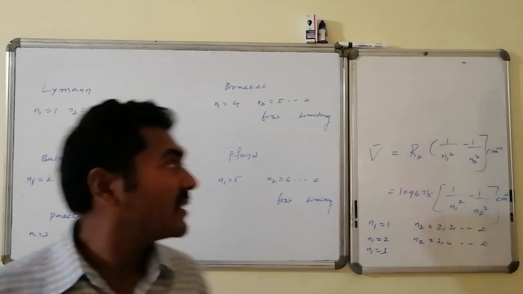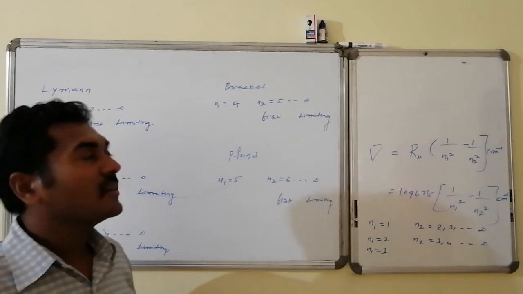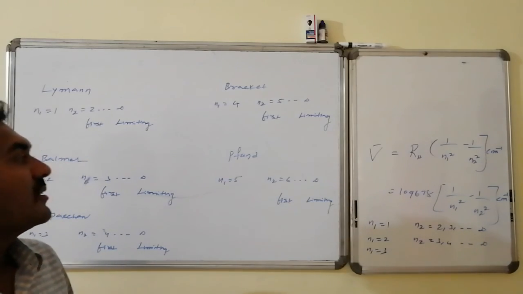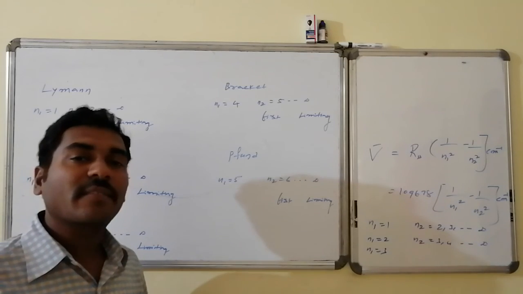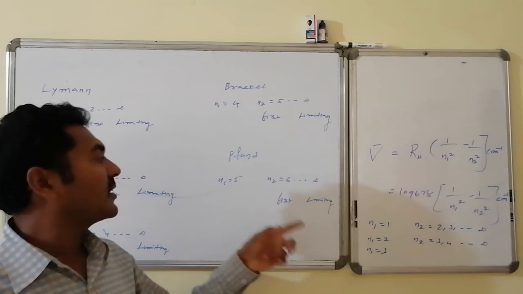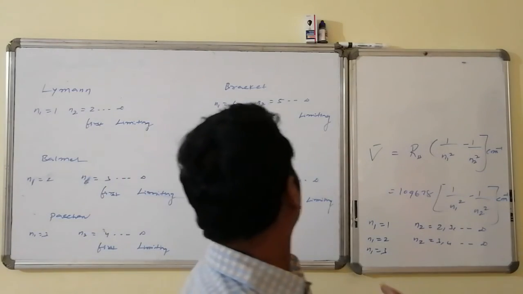Similarly, Brackett has n1 equal to 4 and n2 equal to 5 to infinity. 5 to 4 is the first line, infinity to 4 is the limiting line, and in the Pfund series n1 is equal to 5 and n2 is equal to 6, 7 up to infinity. 6 to 5 de-excitation is the first line, and infinity to 5 de-excitation is the limiting line of the Pfund series.